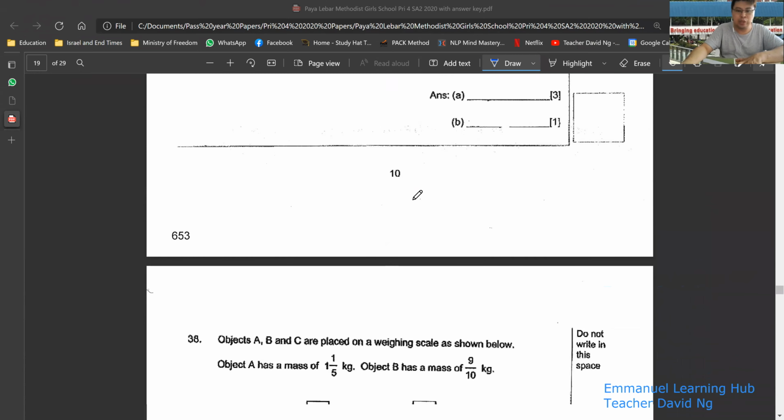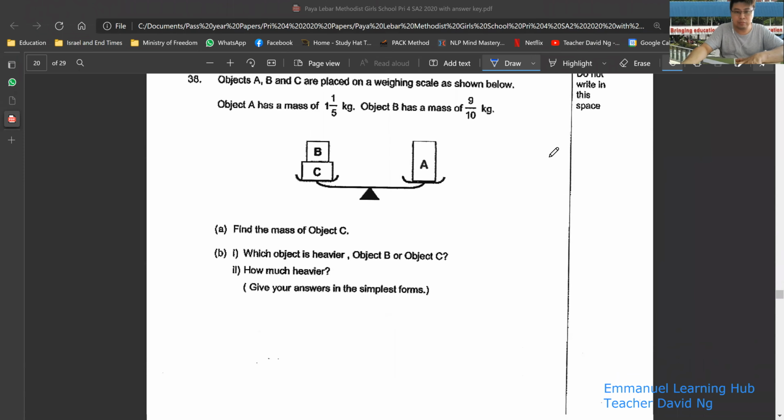Okay, let's move on to the next one. Objects A, B, C are placed on a weighing scale as shown below. Object A has a mass of 1 and 1/5 kg. Object B has a mass of 9/10 kg. Find the mass of object C. What must you do?